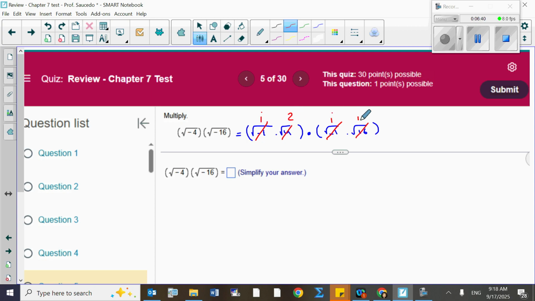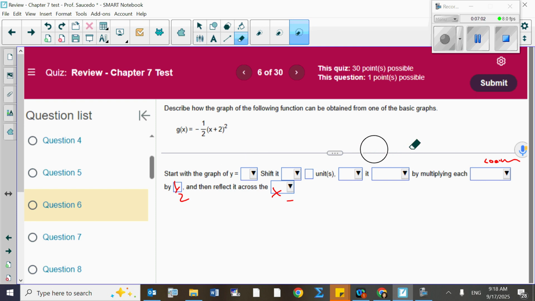This one is 4. So when I multiply them, 2 times 4 is 8. i times i is i squared. But I know i squared is equal to negative 1. So I can write this as 8 times negative 1, which is equal to negative 8.